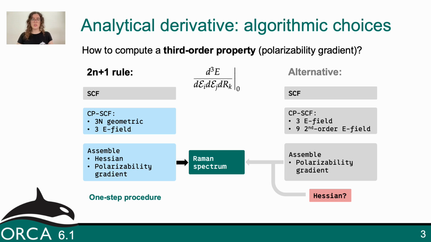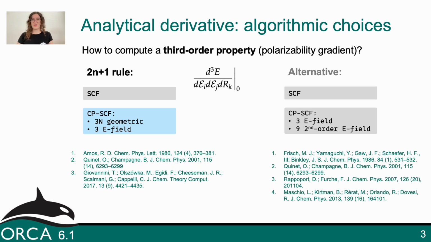However, there arises a question, because in this scenario we would not get the Hessian at the same time, because the Hessian always needs the geometric responses. So we would have to either get that from some other calculation or solve for the geometric responses anyway, which kind of diminishes the attractiveness of this alternative scheme. So previous authors who have worked on analytical Raman intensities have chosen either one or the other. We have given preference to applying the 2n+1 rule.